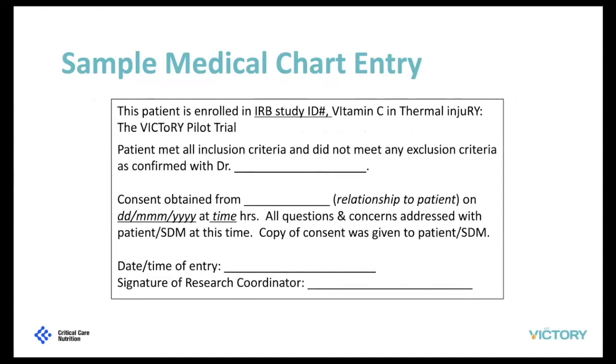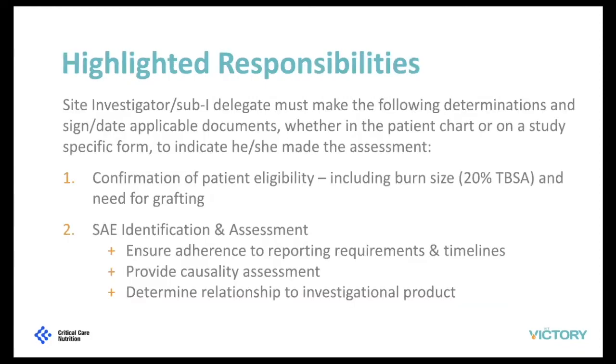But if not, here's a suggested entry into your medical chart where you're identifying that the patient has been screened and consented, and Dr. So-and-so was involved in confirming eligibility, dated and signed by the research coordinator, or dated and signed by the site investigator, him or herself. Okay, so if we were audited, there needs to be evidence that the doctor was involved in making that determination.